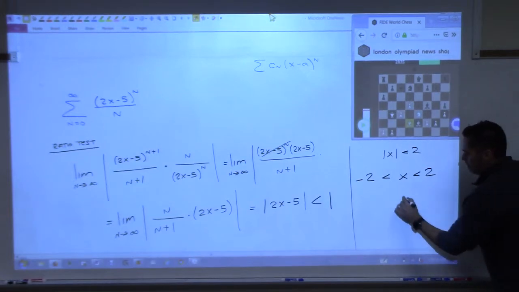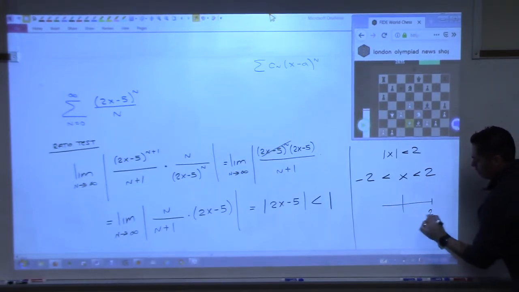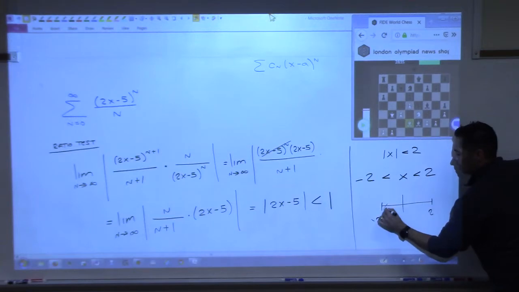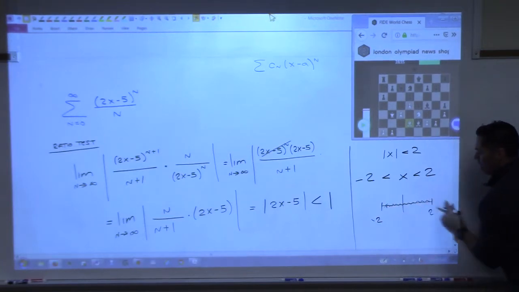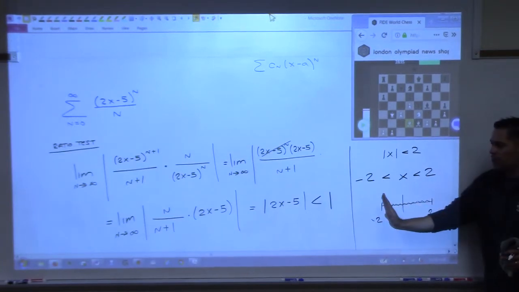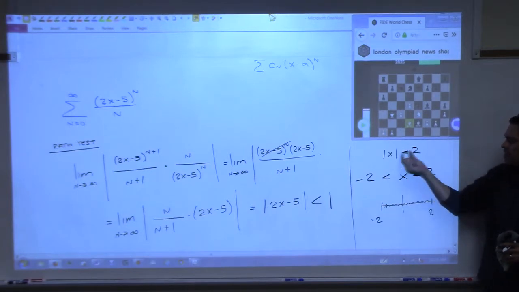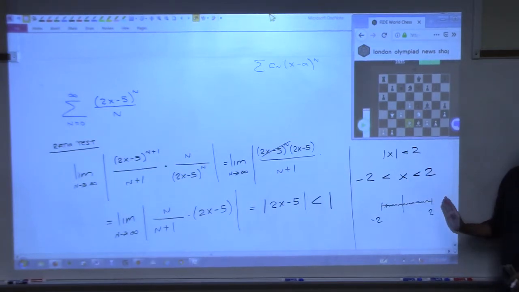It's kind of like you've got to be somewhere in here, right? You've got to be between negative 2 and 2 for the absolute value of something to be less than 2. Does that make sense? It can be negative or positive, right?